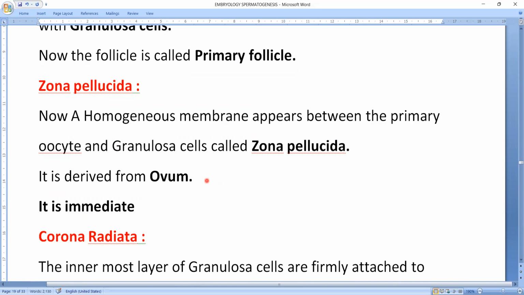So it is immediately after, it is the layer that is present surrounding the ovum. Okay, so that is zona pellucida.